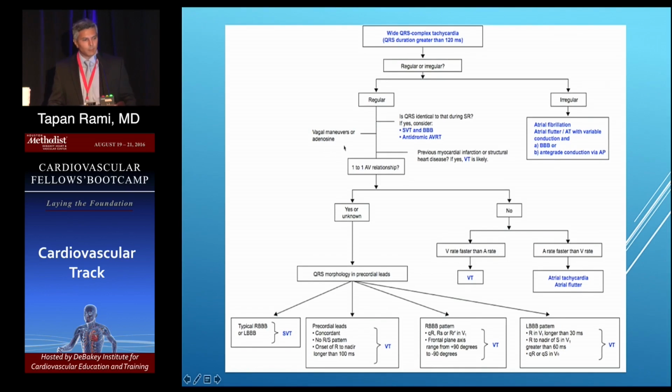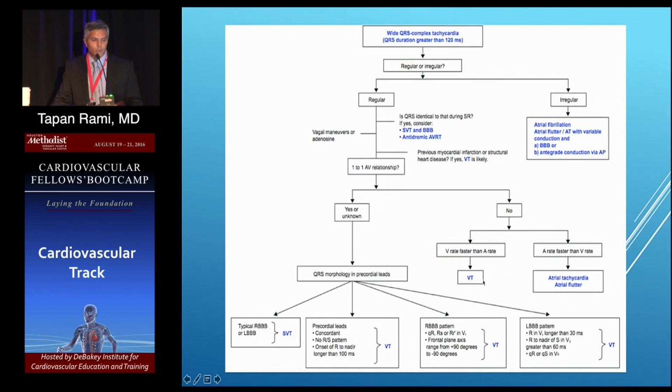If it terminates with adenosine, does that prove absolutely that it's an SVT? The answer is no. There are some types of VT that can actually terminate with adenosine. Those are triggered VTs, the RVOT VTs. Looking at the relationship between the A's and V's, if you have it, great. A lot of times when it's a wide complex tachycardia, you may not be able to see that because the P waves are buried. So, if you're looking for AV dissociation, you probably only see that about 25% of the time. But if you have it, obviously it's very helpful.